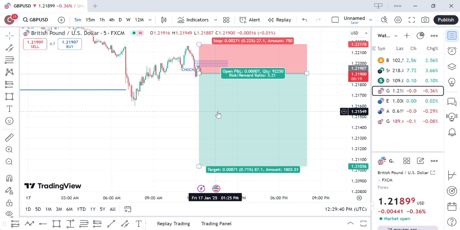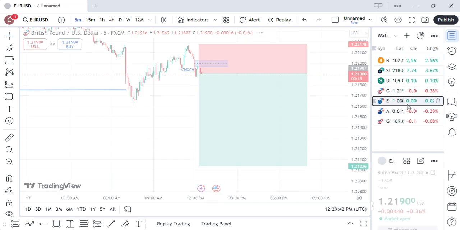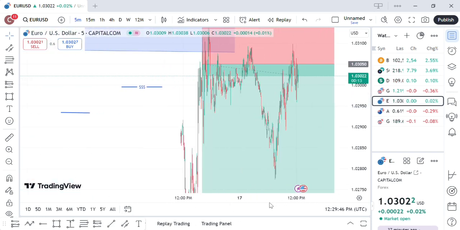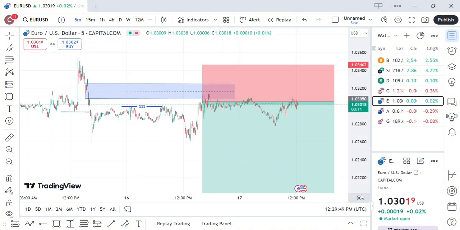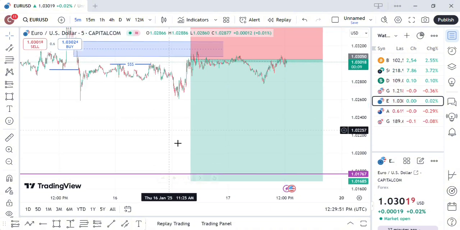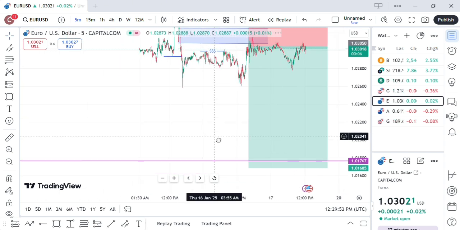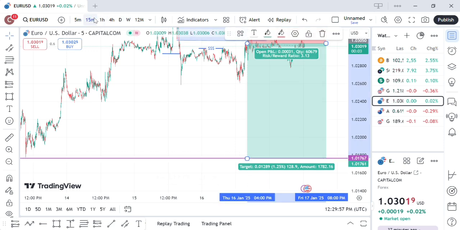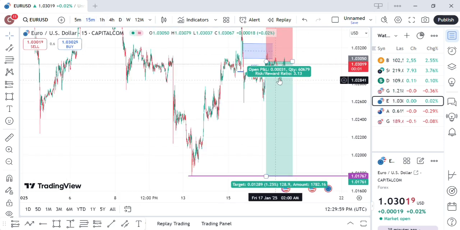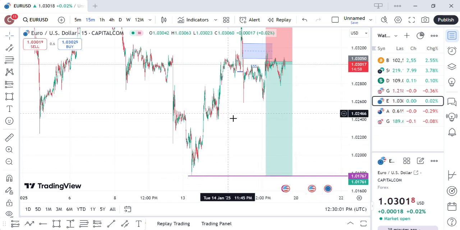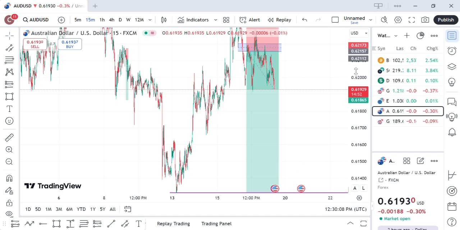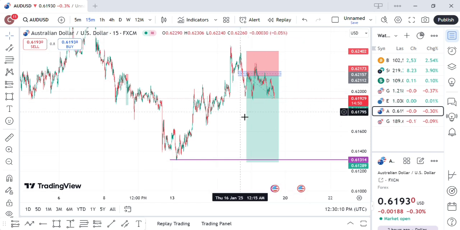The same thing goes for other pairs. This is Euro USD. You can see we're expecting a bearish move, down to this point. We can also check AUD. We're expecting price to come down. These are all liquidity that price is going to target. You can see I'm currently on this trade, so we can see how price is going to go down nicely.